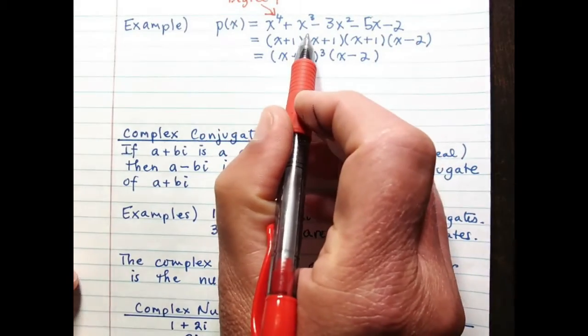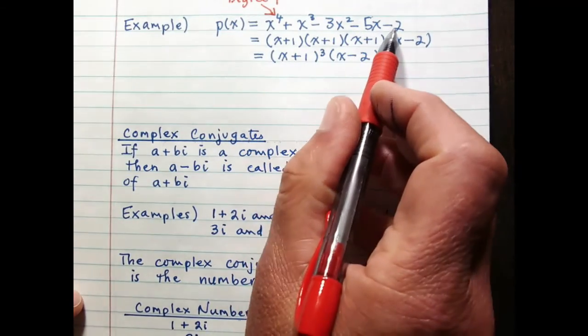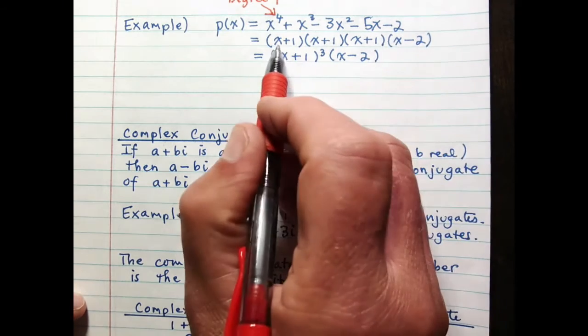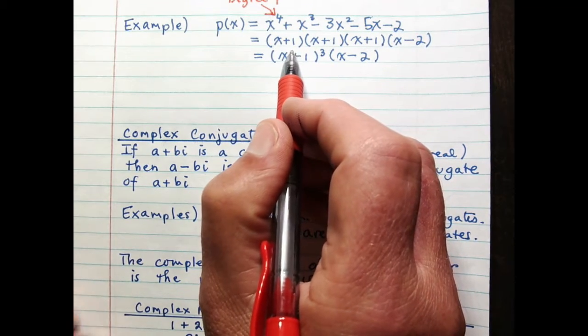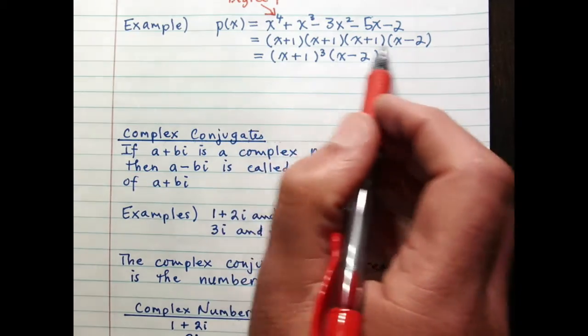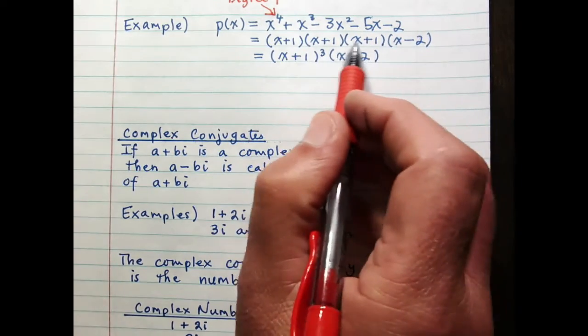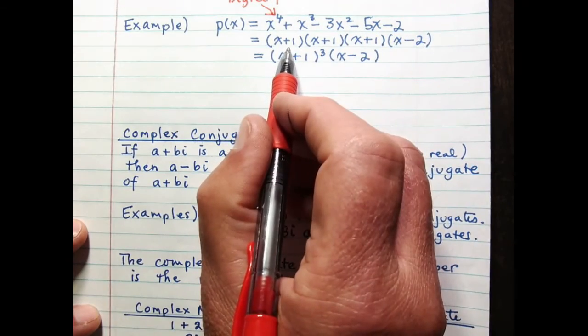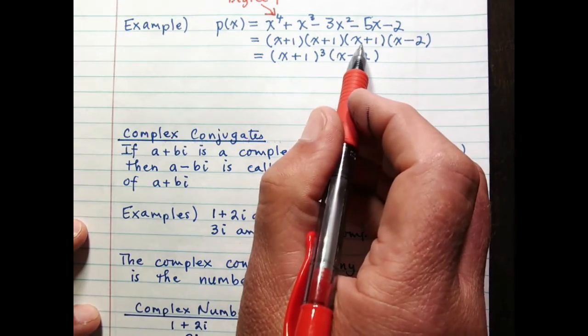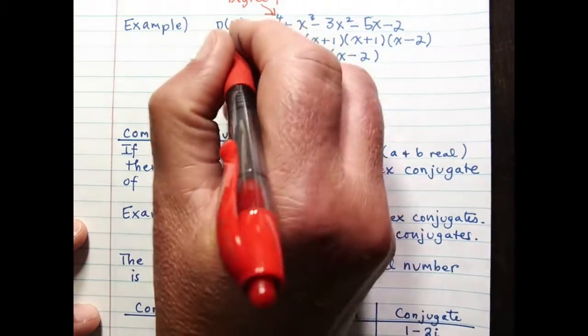x to the 4th plus x cubed minus 3x squared minus 5x minus 2. And I went ahead and found the zeros and factored it on my own ahead of time. So you can check this by multiplying this out. You don't have to, but you can if you want to verify. It factors into (x plus 1)(x plus 1)(x plus 1)(x minus 2).